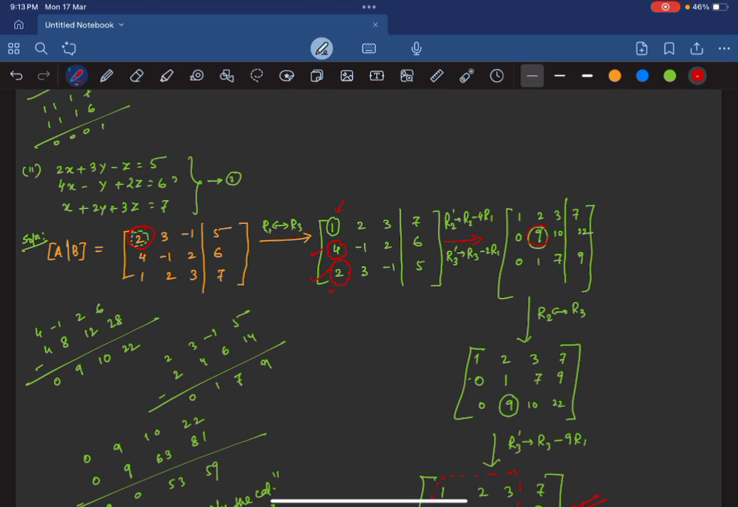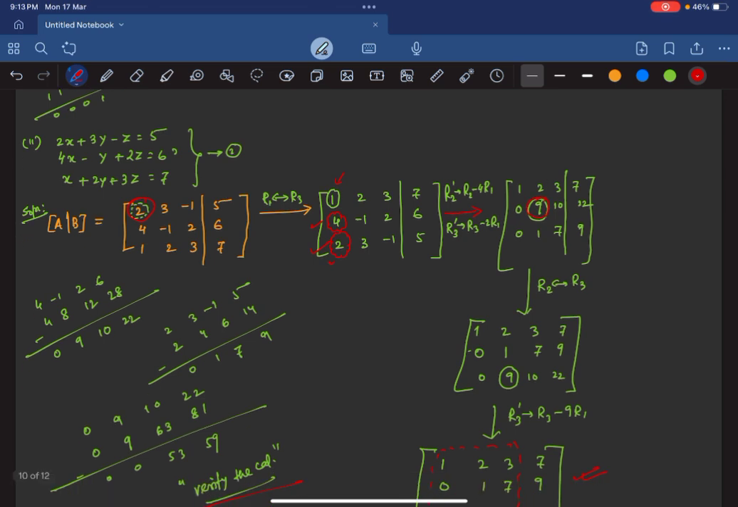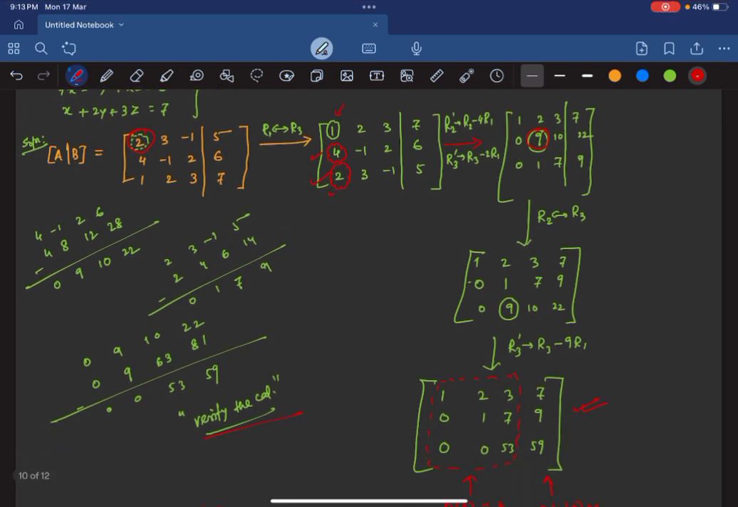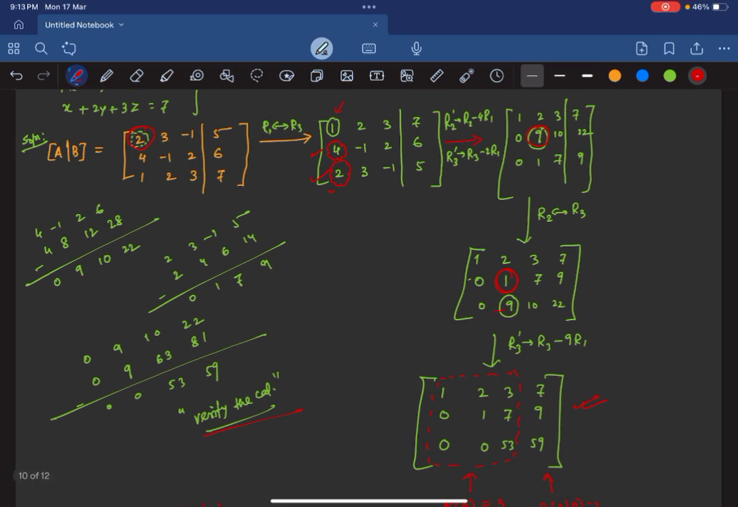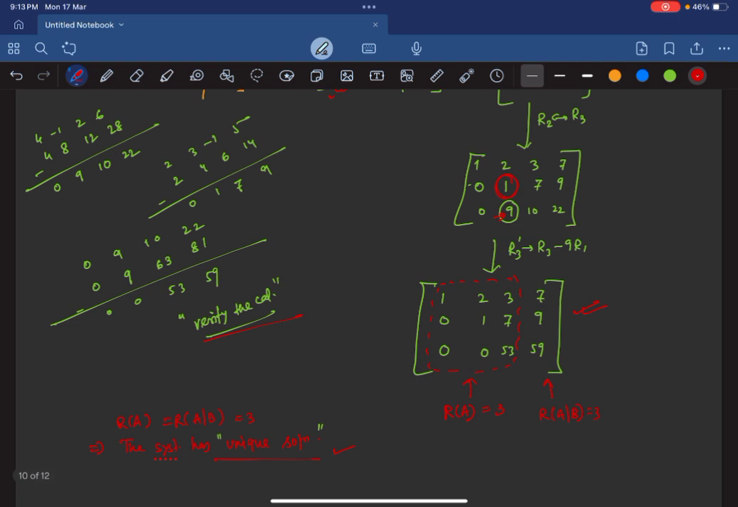Next, once you get this one, then this position you need to make 1. By simply dividing that row you can do it, or a simple process is this: if you have this type of option, then you can just interchange the rows and you will get this. Next, once you have this one as 1, immediately you need to make this position 0. This is how we proceed, and ultimately we will get this type of form. In fact here, if you divide this 53 by 53, you will get 1 here. So like this we do it.